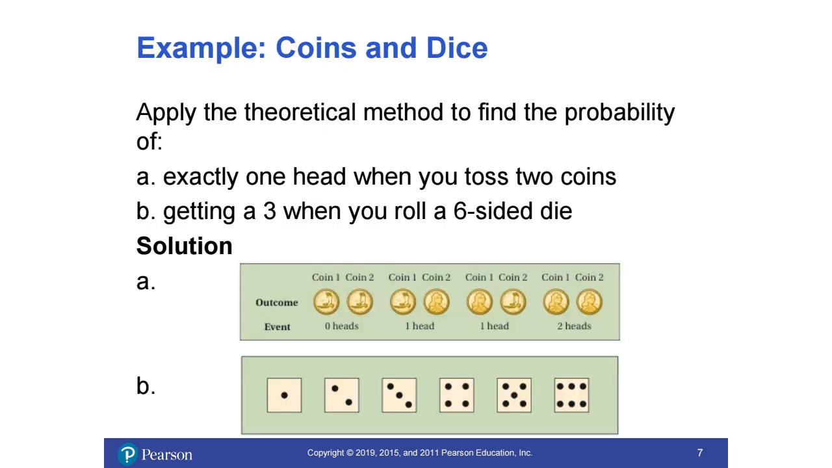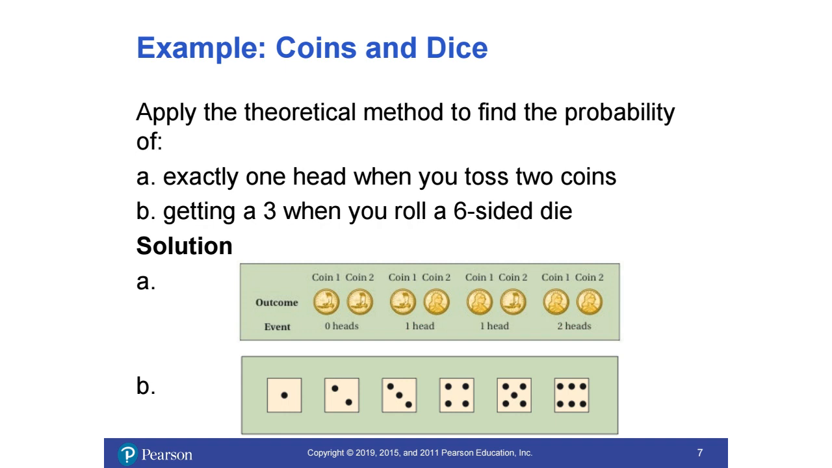So let's look at our first example of theoretical probability. We're going to do one with coins and one with dice. So let's find the probability of getting exactly one head when you toss 2 coins. Well, look, we have a little diagram that shows what can happen. One possibility when you flip 2 coins is you get tails, tails. You could get tails, heads, heads, tails, and heads, heads. And here are the events: 0 heads, 1 head, 1 head, 2 heads.